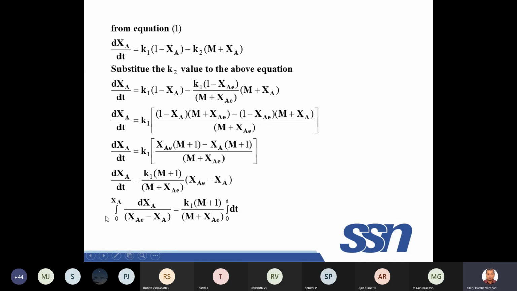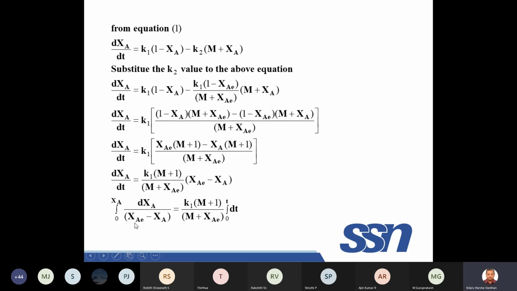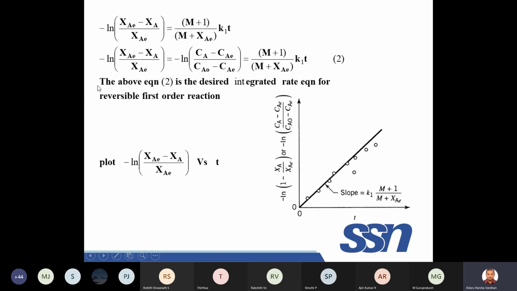And then you are left with this particular thing. Integrate this. This is in terms of XA and t, whereas earlier you were doing it in terms of CA, right? So XAe is the equilibrium, and equilibrium is constant. So you have to differentiate or integrate with respect to XA. If you do the final form, this is the expression which you get.